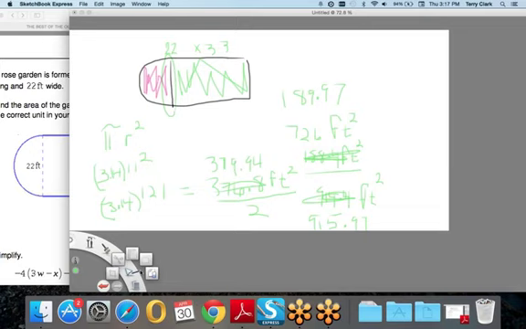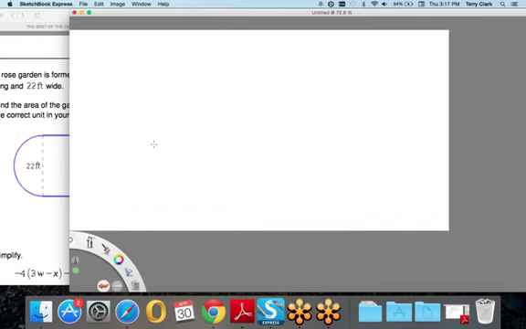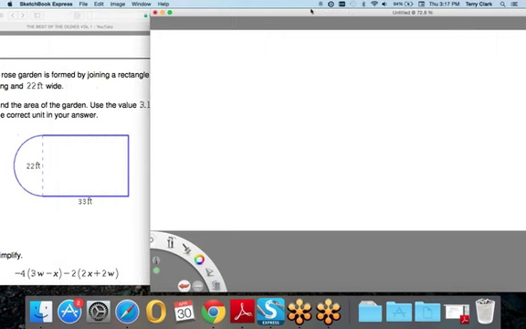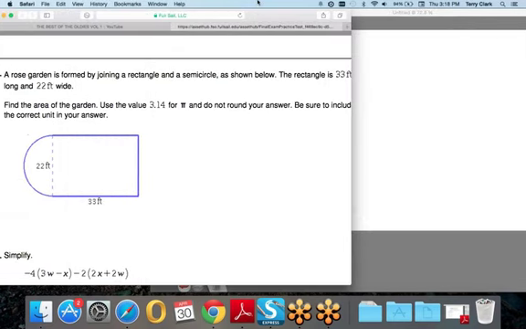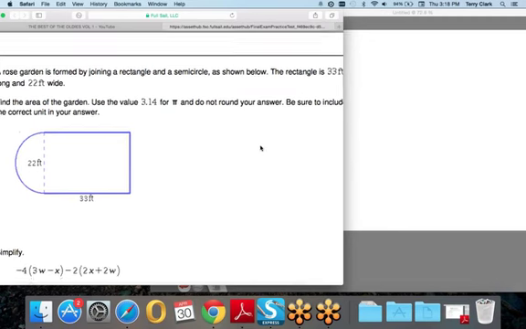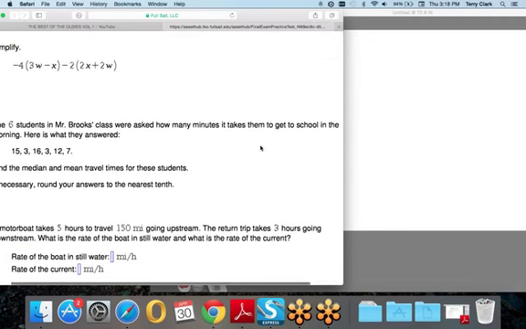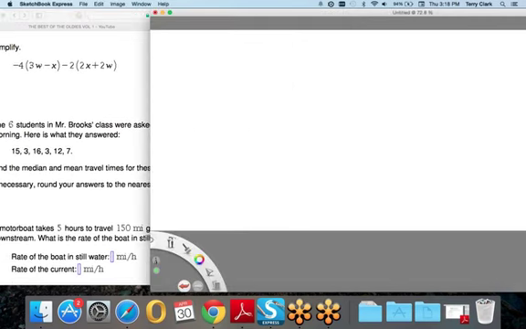Okay, so does anyone have any questions about that one we just did with finding the area of the rose garden? Okay, if not, we'll move on to the next one. And the next problem is going to be simplifying an expression. Okay, so we'll roll the expression up here. Okay, let's look at it.